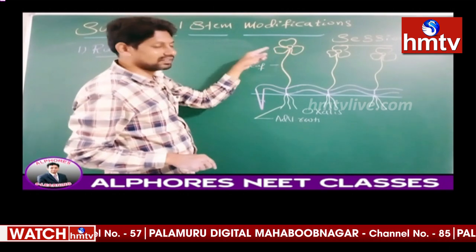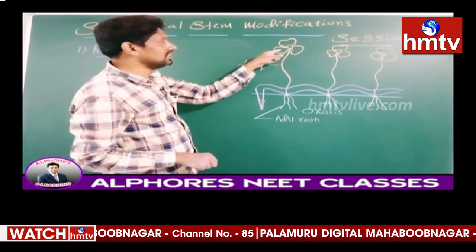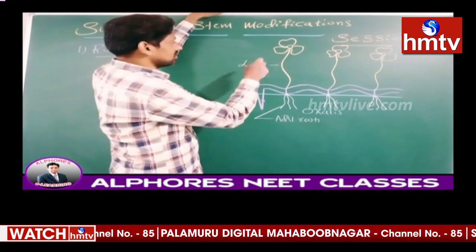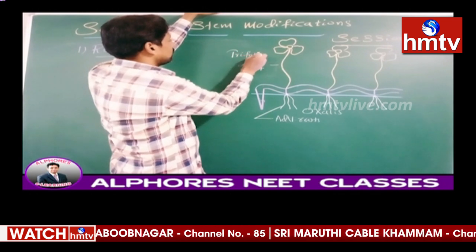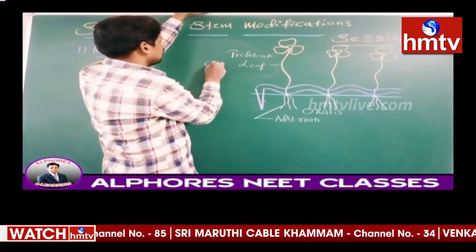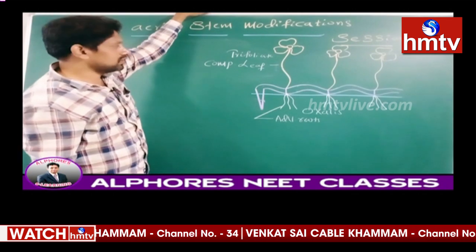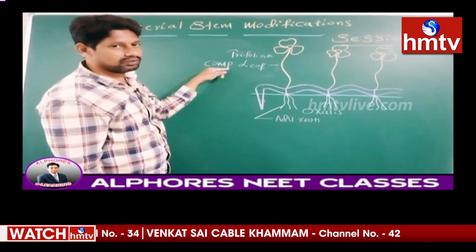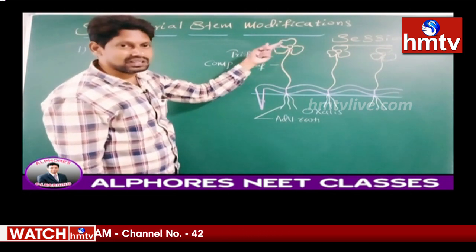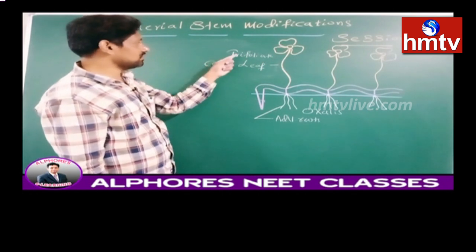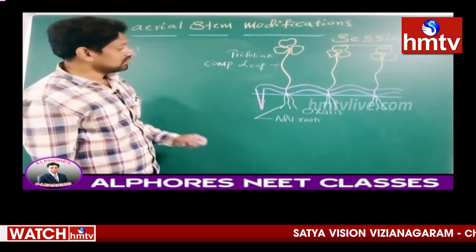This is not a flower, this is a leaf. If you see this leaf carefully, how many leaflets does it have? 3 leaflets. Therefore, which leaf is this? It is a trifoliate compound leaf. You will get clear information concerning trifoliate compound leaves in the leaf topic. Tri means 3.